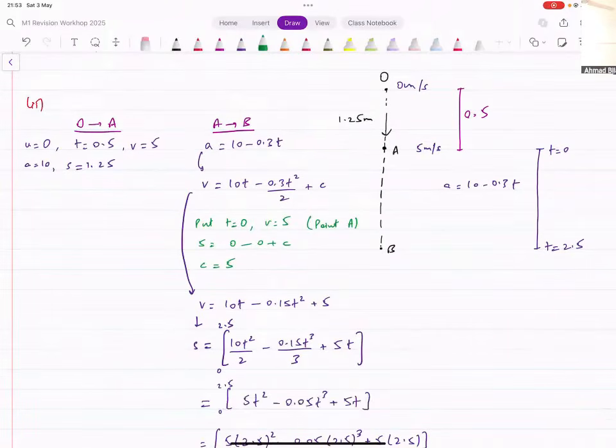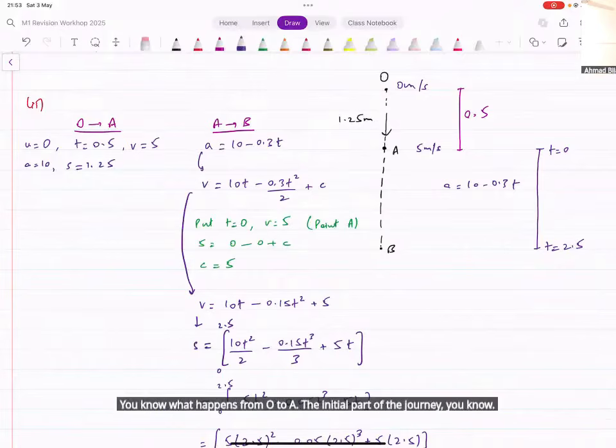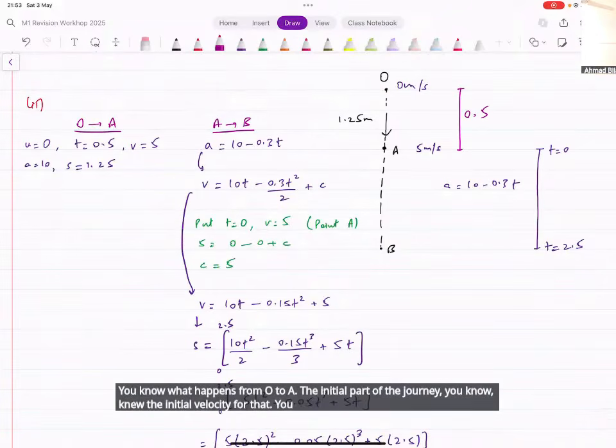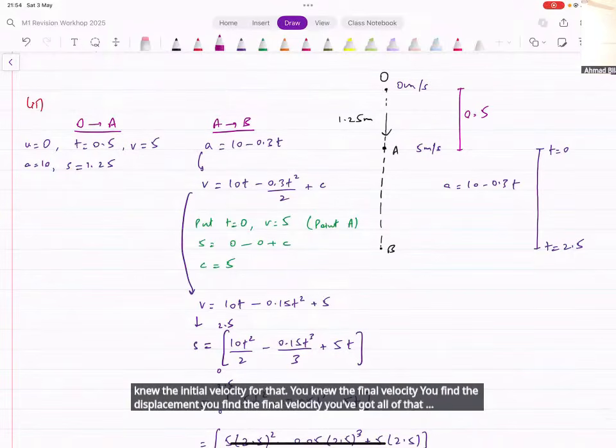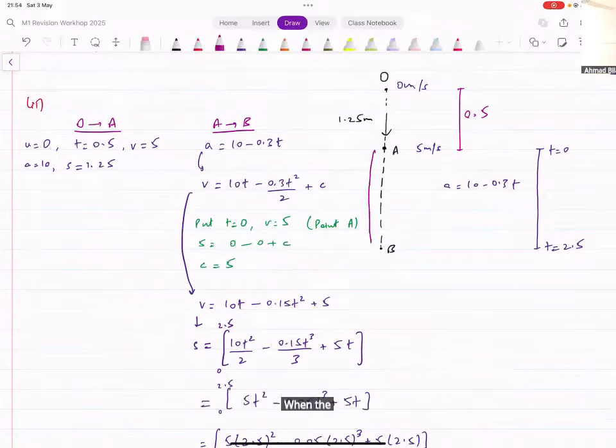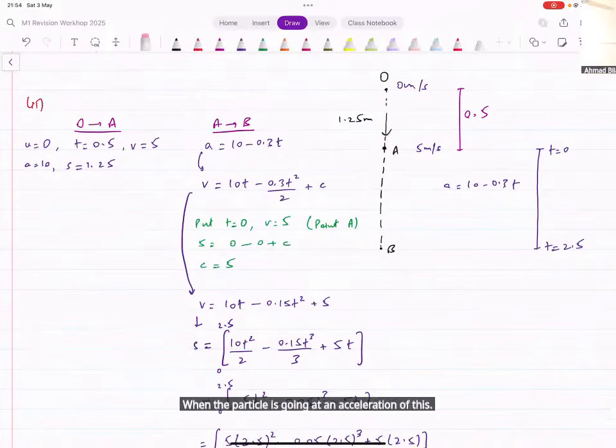The initial part of the journey, you knew the initial velocity for that. You knew the final velocity. You find the displacement, you find the final velocity. You got all of that information. And then for the next part of the journey, when the particle is going at an acceleration of this, you have to find the distance traveled in this part of the journey. How do you do that?